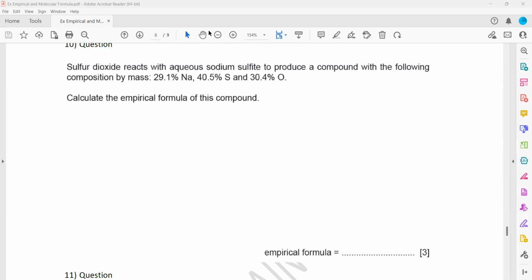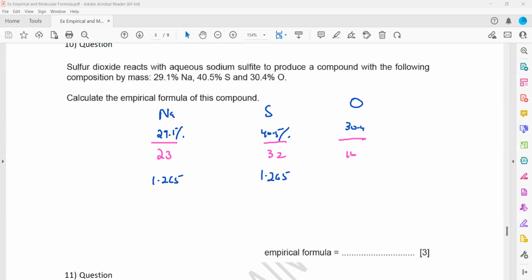Sulfur dioxide reacts with sodium sulfide to give a compound which has 29% sodium, 40.5% sulfur, and oxygen which is 30.4. Step 1, divide by atomic mass: sodium 23, sulfur 32, oxygen 16. The first one is 1.265, the second one is 1.265, it's the same, okay. And the third one is about 1.991.